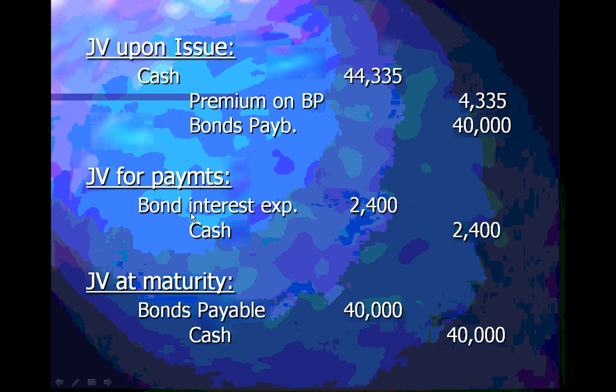All right, interest expense 2,400, cash 2,400 is a credit, and at the end of the bond, you have bond payable. You pay down the liability, it goes down with a debit. Cash goes down with this $40,000 payment. And there you go. That's bonds issued at a premium.